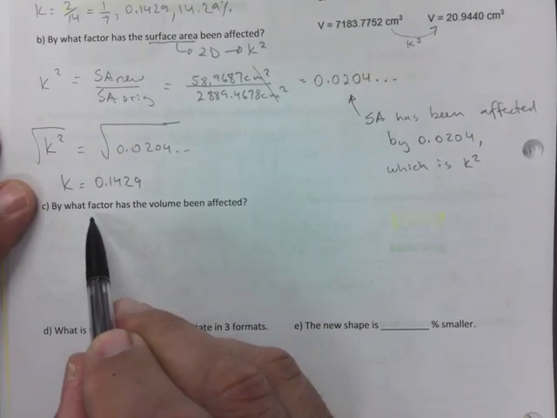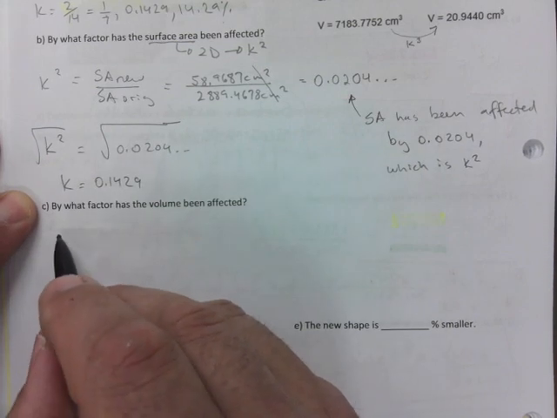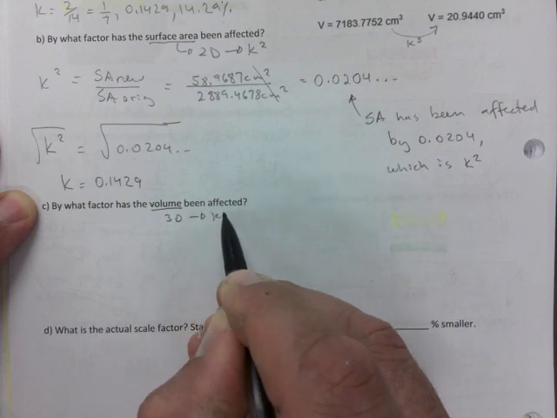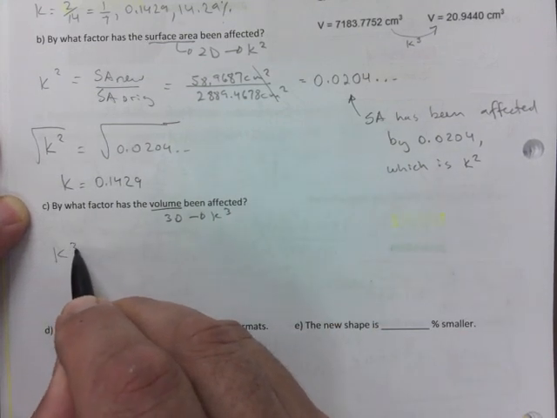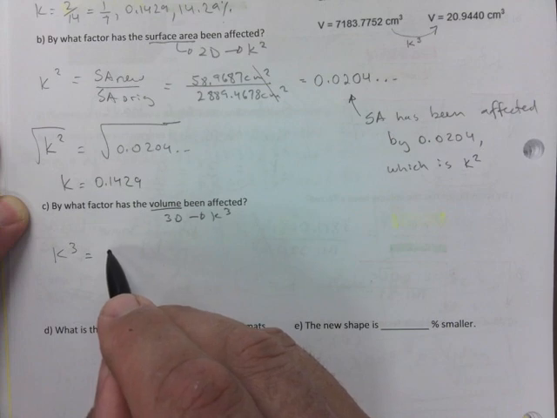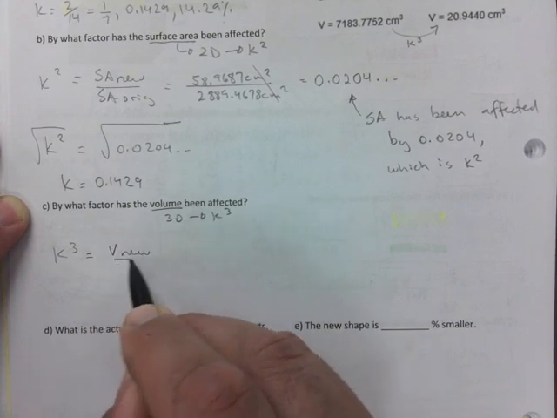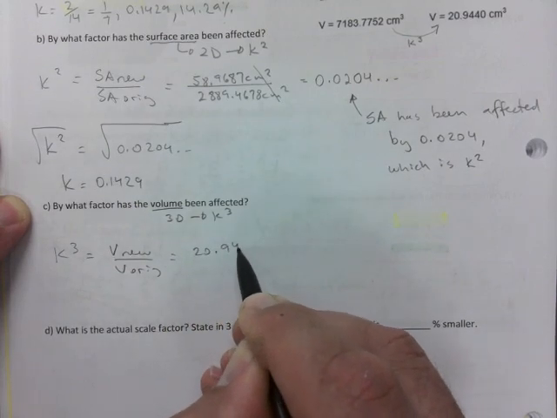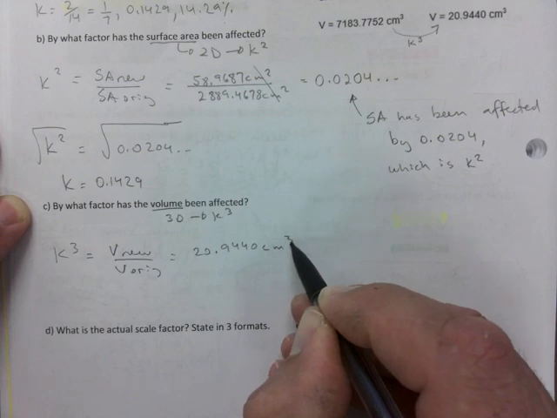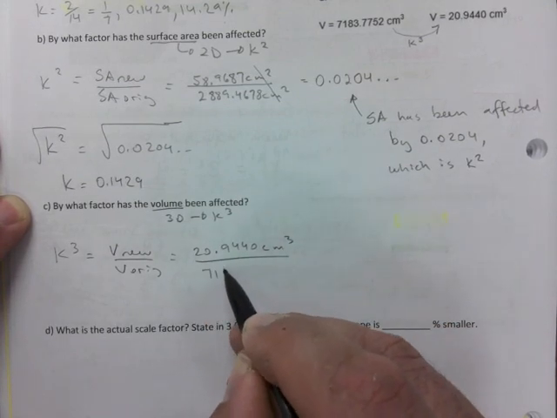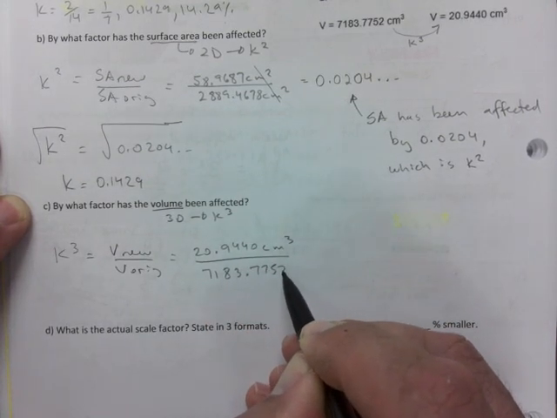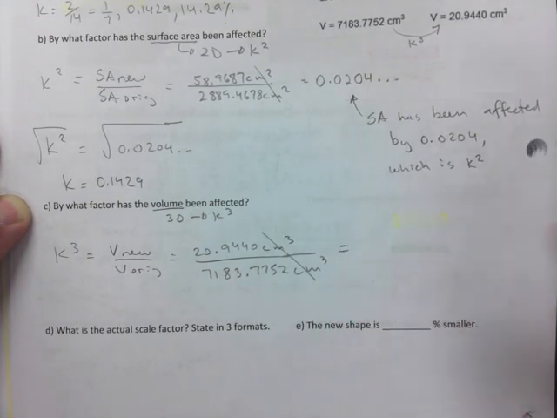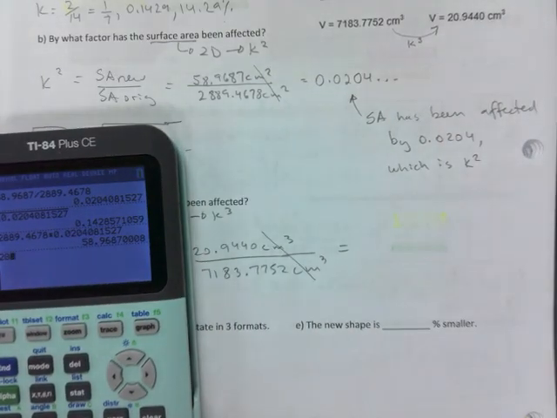By what factor has the volume been affected? Volume is 3D, which is k cubed. So k cubed is volume of new over volume of original, and there you have 20.9440 centimeters cubed, and here you have 7183.7752 centimeters cubed. Cancel that out, and let's see what we get.